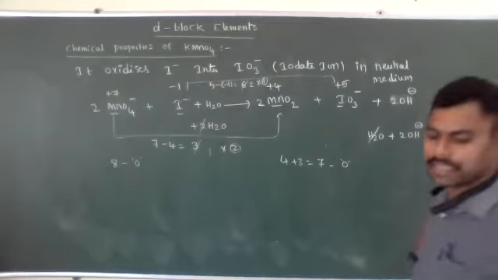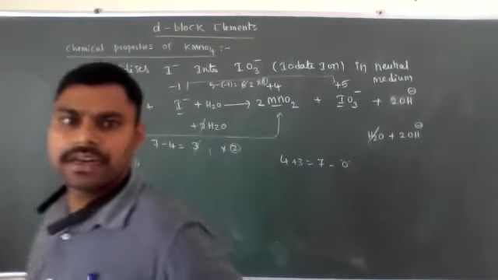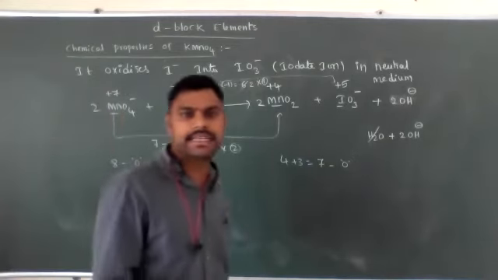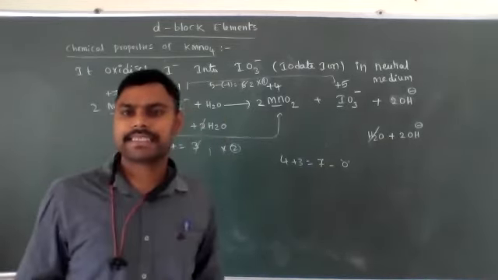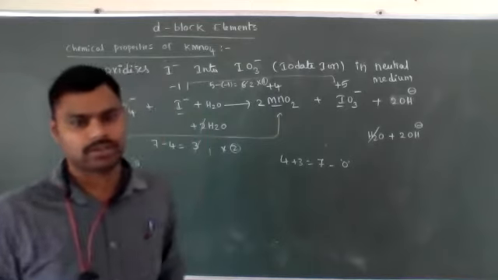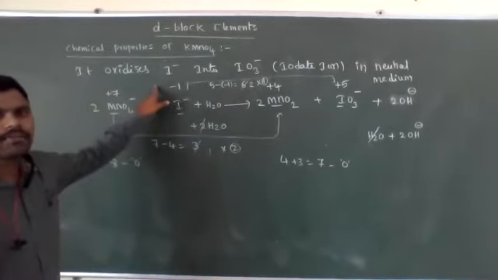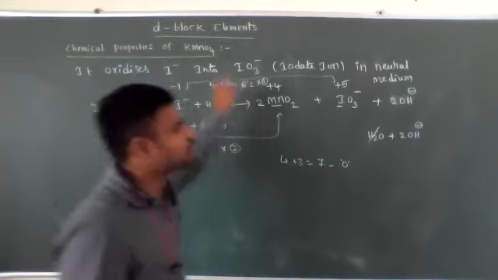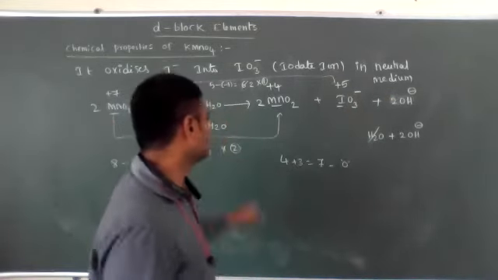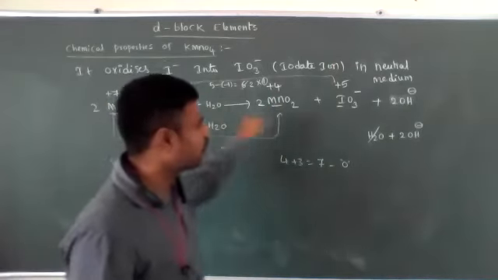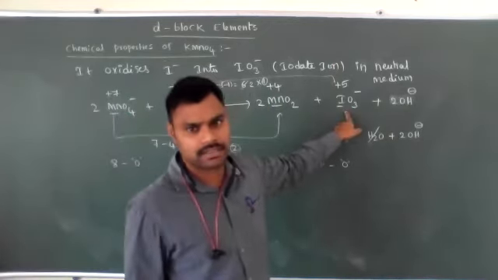Okay? These are the important chemical properties of KMnO4. KMnO4 acts as an oxidizing agent in acidic medium as well as basic and neutral medium. So this is the example of KMnO4 acting as an oxidizing agent in neutral medium. In neutral medium, it is converted into MnO2, and iodide ions are converted into IO3 minus iodate ions.